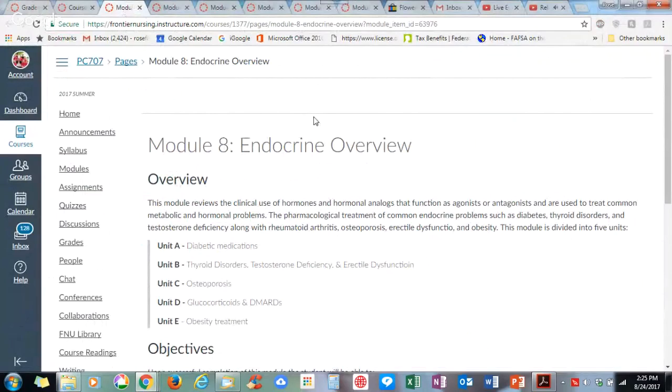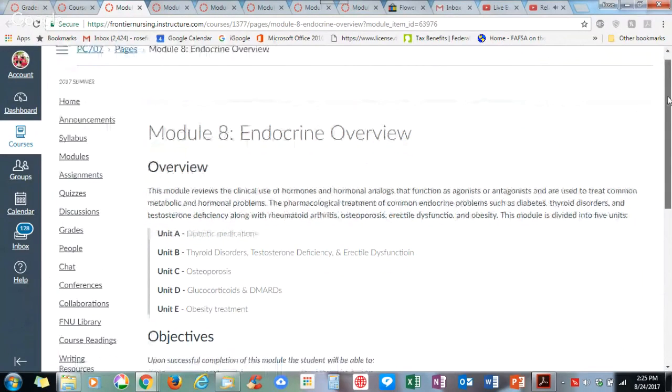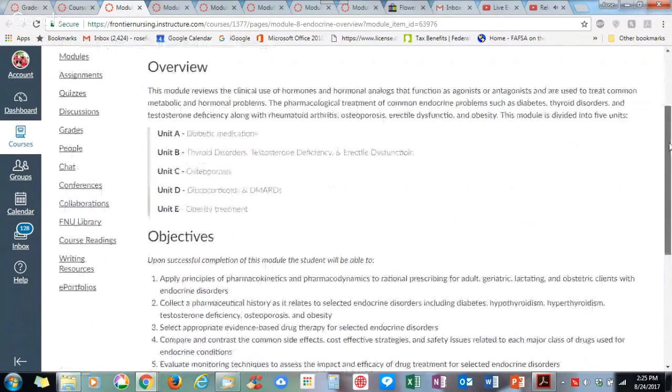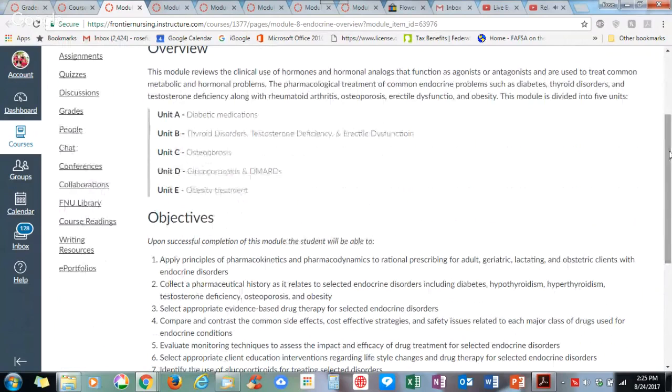Okay, let's talk about Module 8, endocrine overview. This module reviews the clinical use of hormones and hormonal analogs that function as agonists or antagonists and are used to treat metabolic and hormonal problems. The pharmacological treatment of common endocrine problems such as diabetes, thyroid disorders, and testosterone deficiency, along with rheumatoid arthritis, osteoporosis, erectile dysfunction, and obesity.